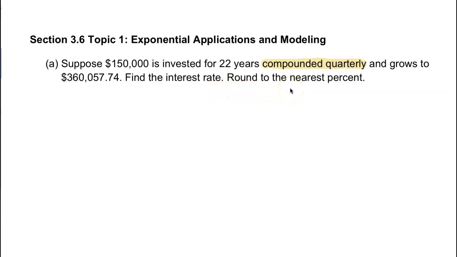So the formula that we're going to need for this problem is the compound interest formula. I'm going to write that as A equals P times 1 plus APR, the rate, divided by N, raised to the N times T power.